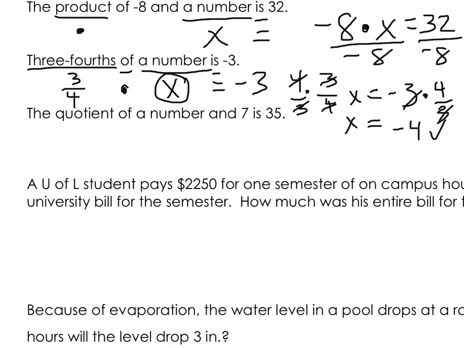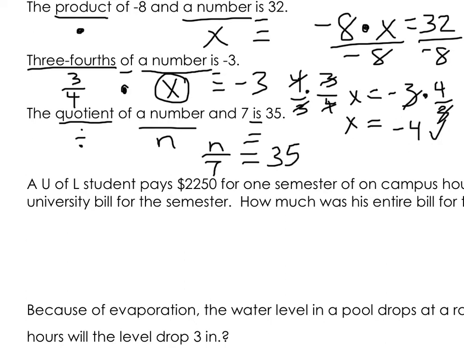The next problem says the quotient. What does quotient mean? It means division. Of a number, let's call it n, and 7 is 35. So the quotient of a number and 7, so it's n divided by 7, is 35.